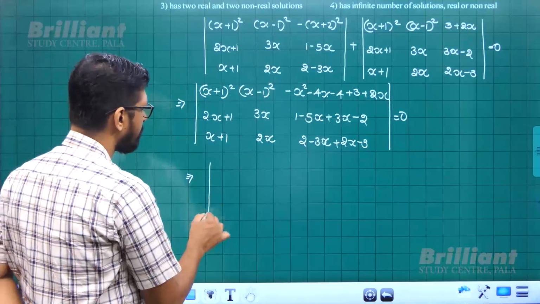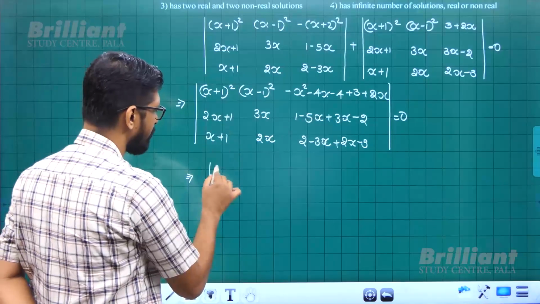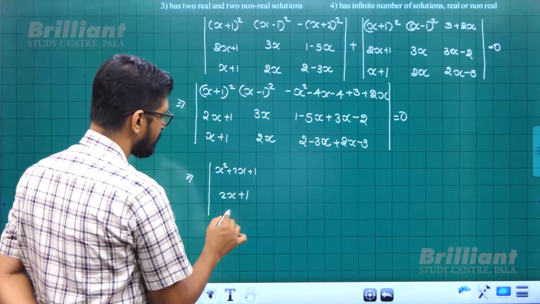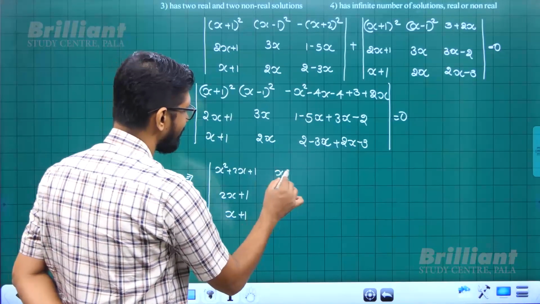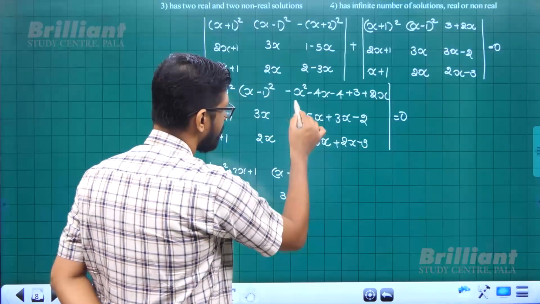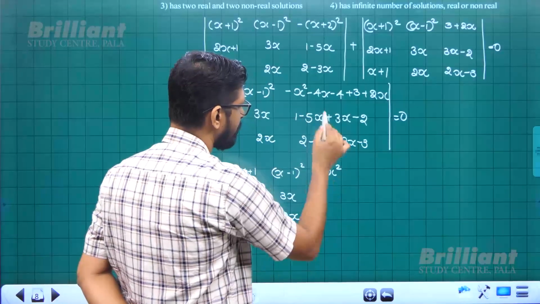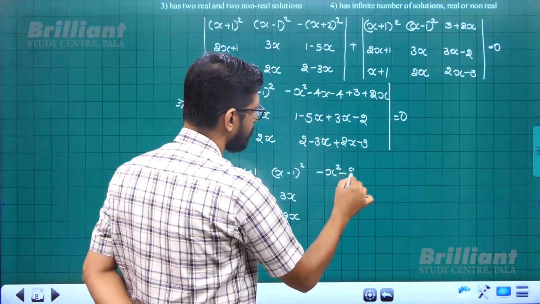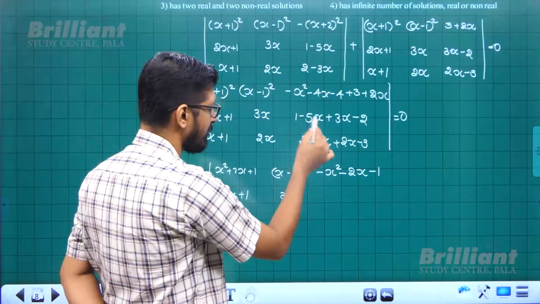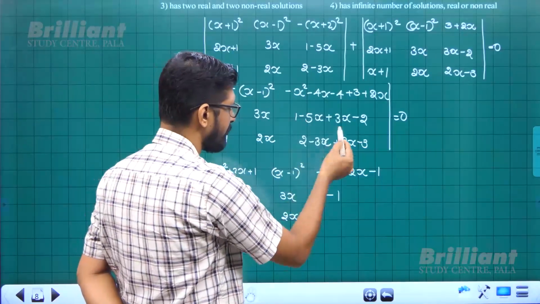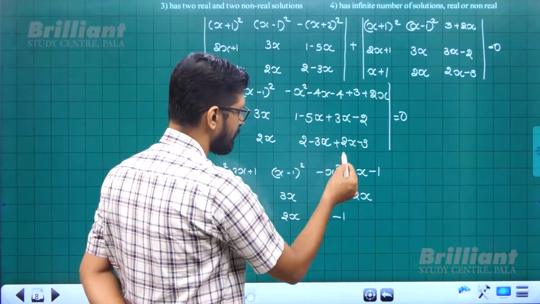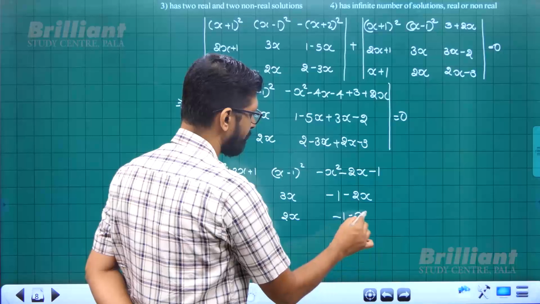And this implies the determinant: (x + 1) the whole square, which expanded is x square + 2x + 1. Let me explain. 2x + 1, x + 1, (x - 1) the whole square, 3x, 2x, plus minus x square stays as it is. Minus 4x plus 2x is minus 2x. Minus 4 plus 3 is minus 1. Its negative is what is lying here. Yes. 1 minus 2 is minus 1. Minus 5x plus 3x is minus 2x. 2 minus 3 is minus 1. Minus 3x plus 2x is minus x.